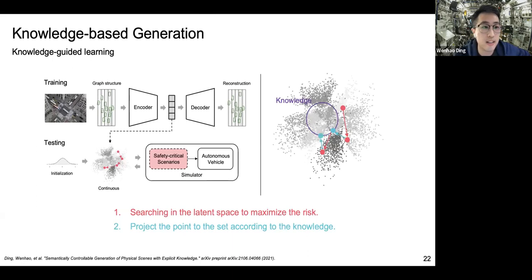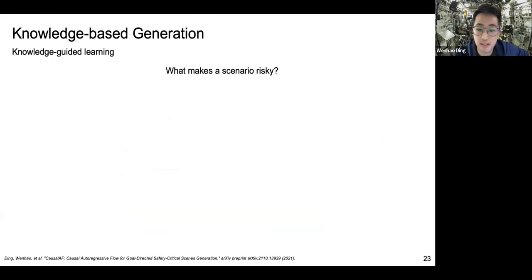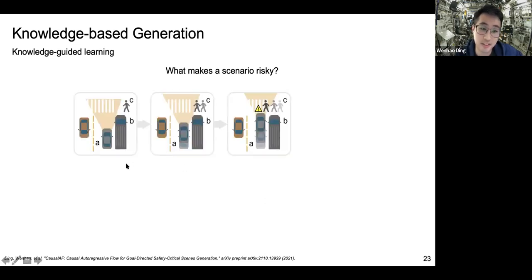That's another work, and I have a last one. The last one is a preliminary work building on my previous works. It's about another perspective on risky scenarios. We want to ask the question: what actually makes a scenario risky? It's a very interesting problem because we, as humans, have a lot of prior knowledge. So I can share a very simple example.